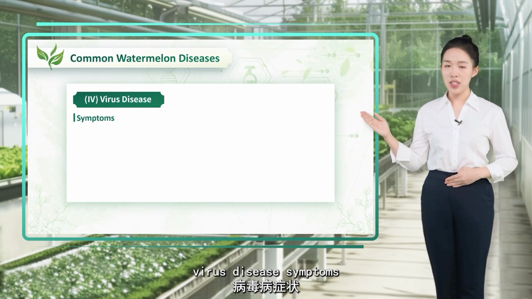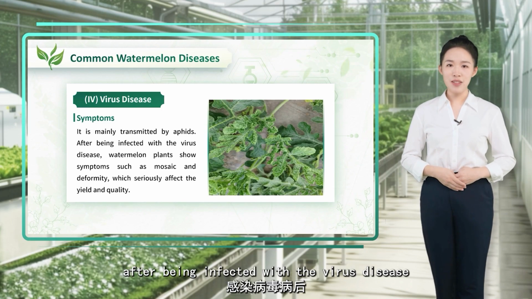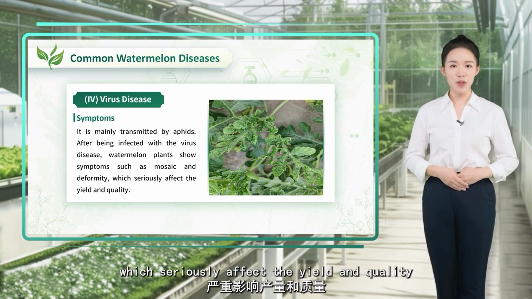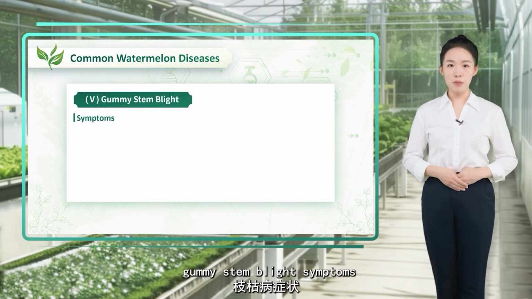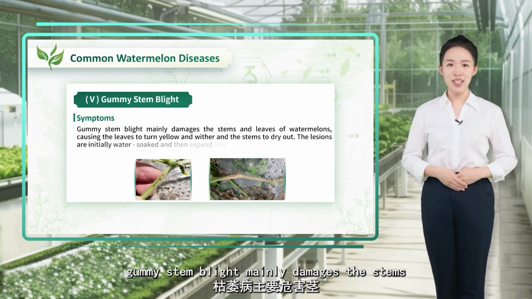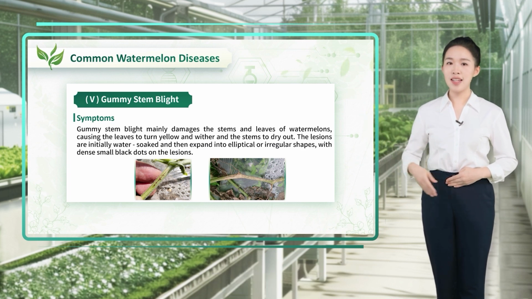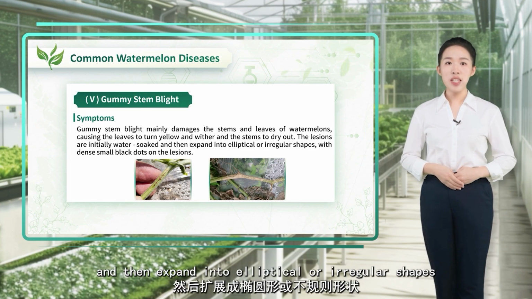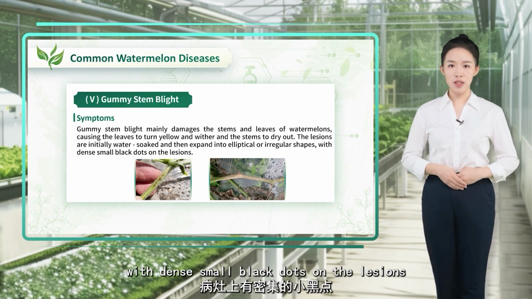4. Virus disease. Symptoms. It is mainly transmitted by aphids. After being infected with the virus disease, watermelon plants show symptoms such as mosaic and deformity, which seriously affect the yield and quality. 5. Gummy stem blight. Symptoms. Gummy stem blight mainly damages the stems and leaves of watermelons, causing the leaves to turn yellow and wither, and the stems to dry out. The lesions are initially water-soaked and then expand into elliptical or irregular shapes, with dense small black dots on the lesions.